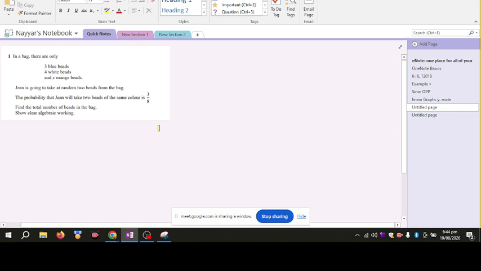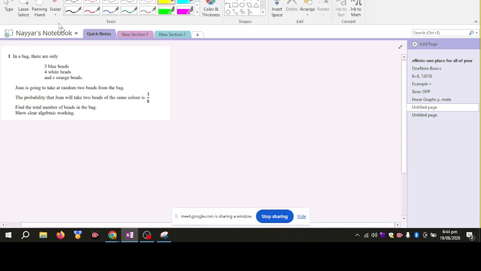Show clear algebraic working. So, in this question we can assume that suppose the total number of beads in the bag are n. We are just assuming that, right? Total beads in the bag are n.